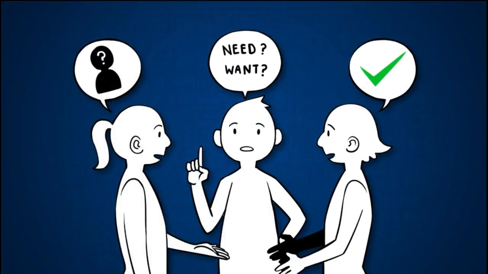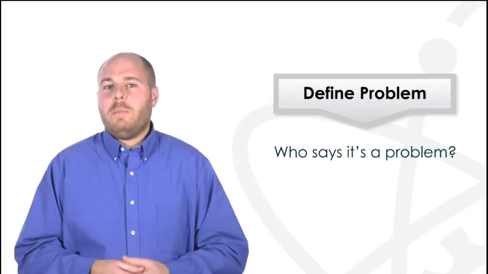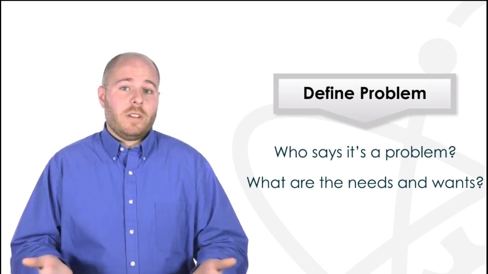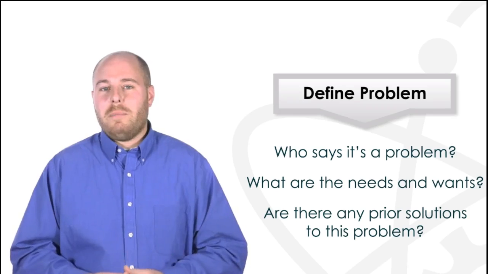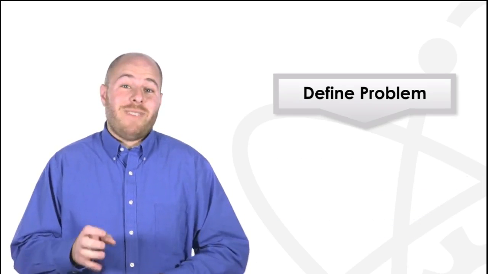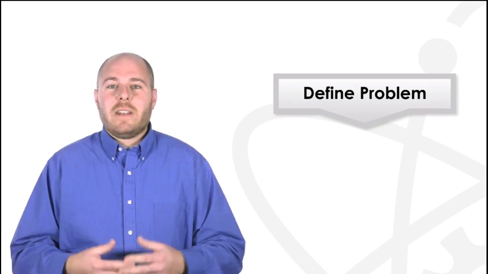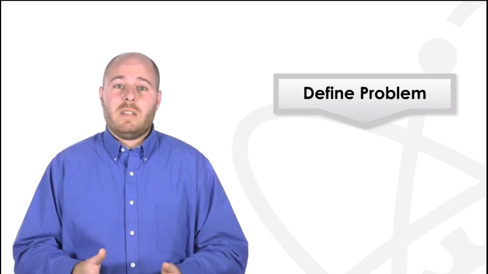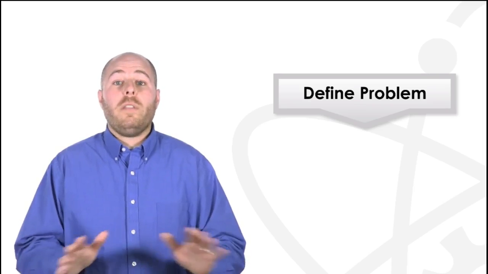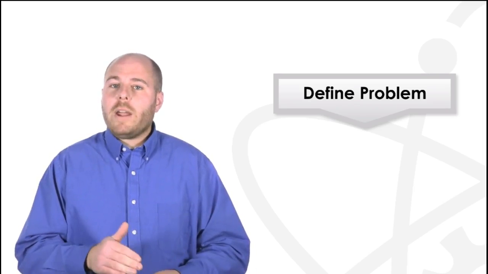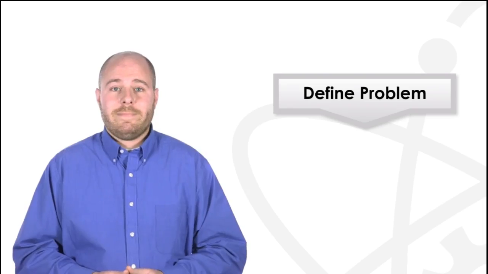As part of this stage, designers investigate the problem or opportunity by asking questions such as, who says it's a problem? What are the needs and wants of those involved? And are there any prior solutions to this problem? Once the problem is validated and justified, designers proceed to identify and document the design requirements. This encourages them to think of all the aspects of the problem prior to attempting a solution.